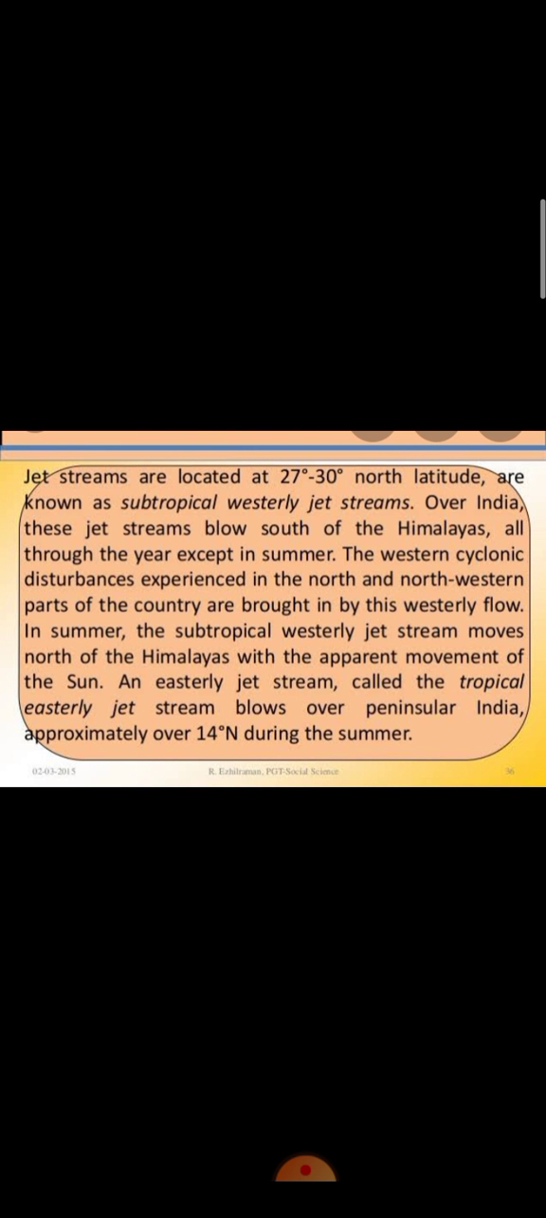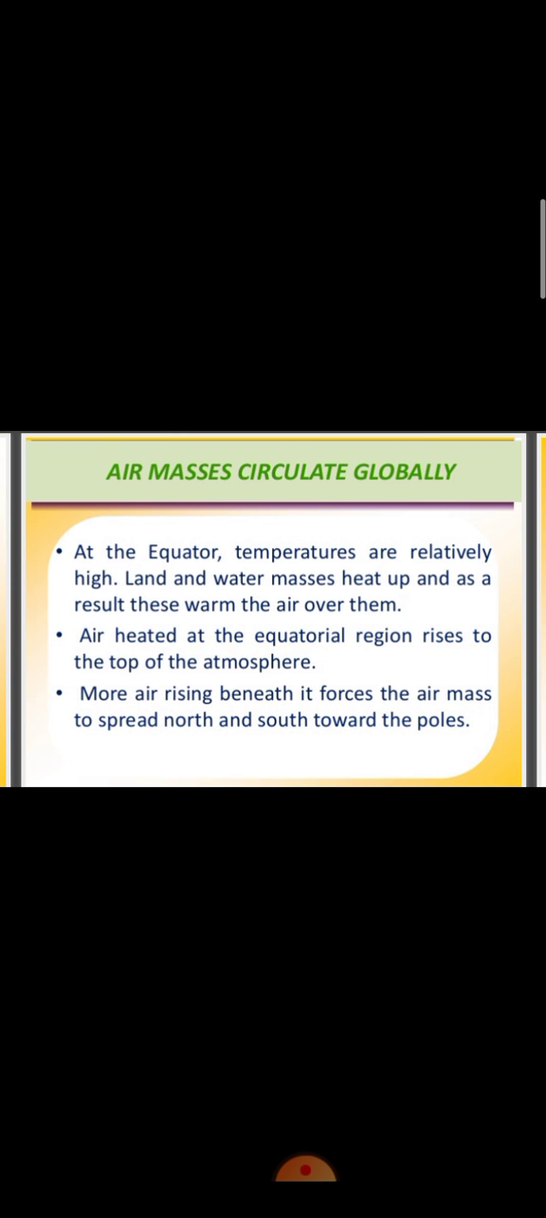And an easterly jet stream called tropical easterly jet stream blows over the peninsular India approximately over 14 degrees north during the summer season. Air masses circulate globally.